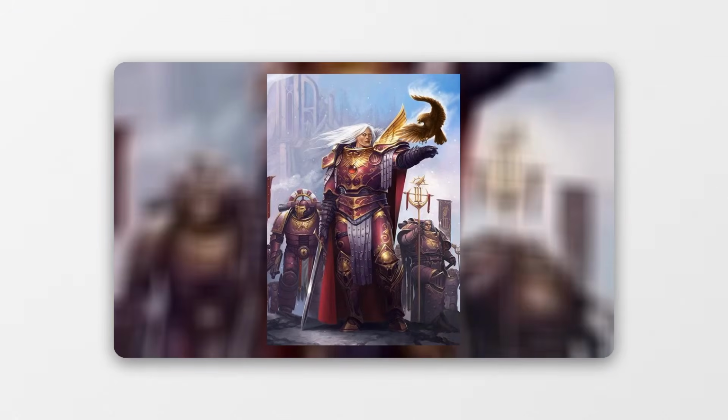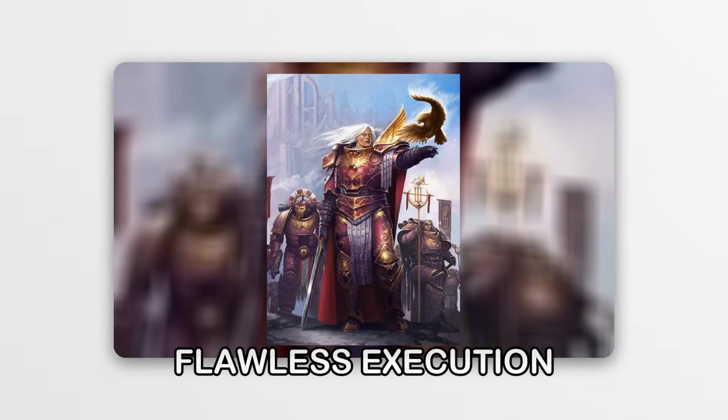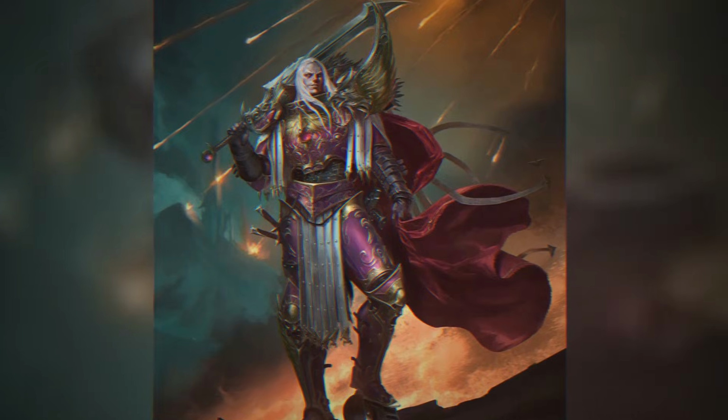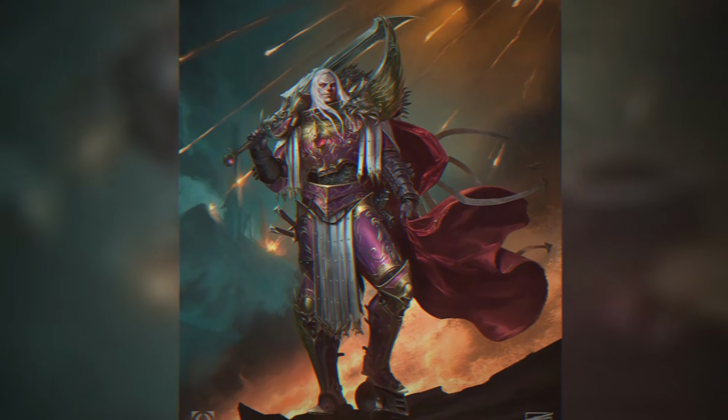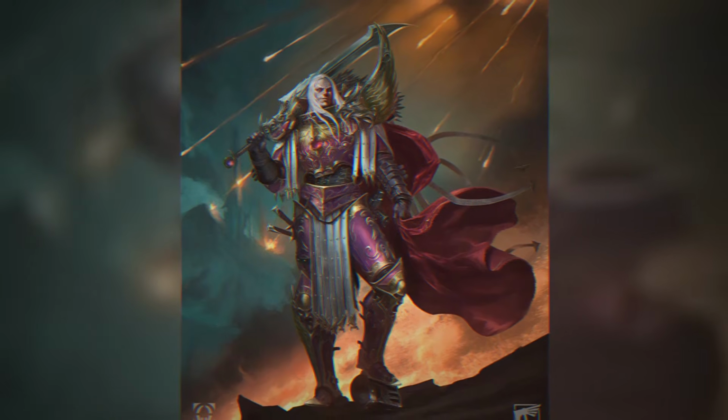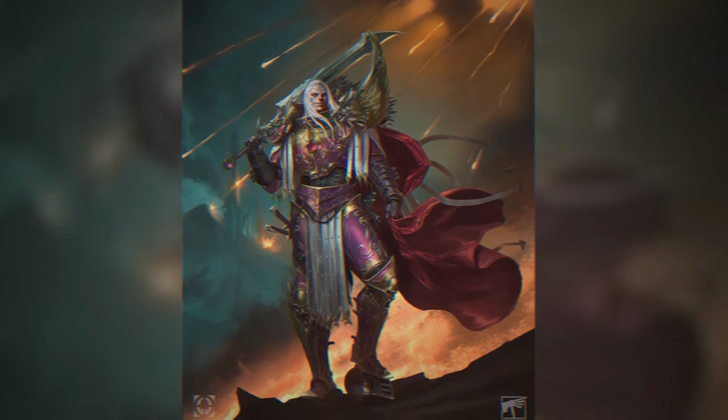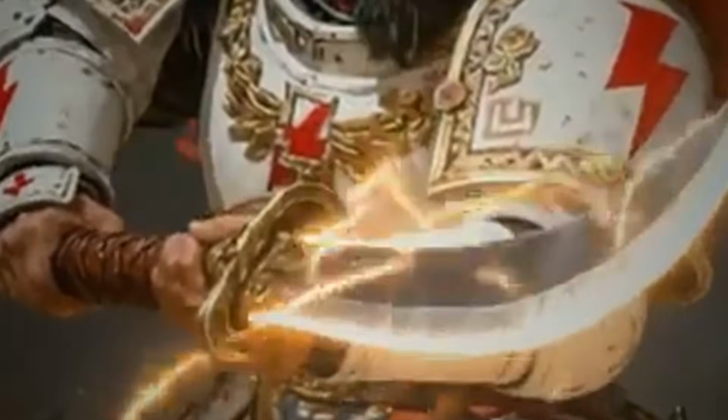His legion, originally known as the Third Legion, quickly adopted his dedication to flawless execution and artistic excellence, striving for perfection in all aspects of warfare and culture. Fulgrim's charisma and undeniable talent made him a natural leader, and his legion quickly distinguished itself in the early campaigns of the Great Crusade, always seeking to outshine their brethren. Next came Perturabo, Primarch of the Iron Warriors.